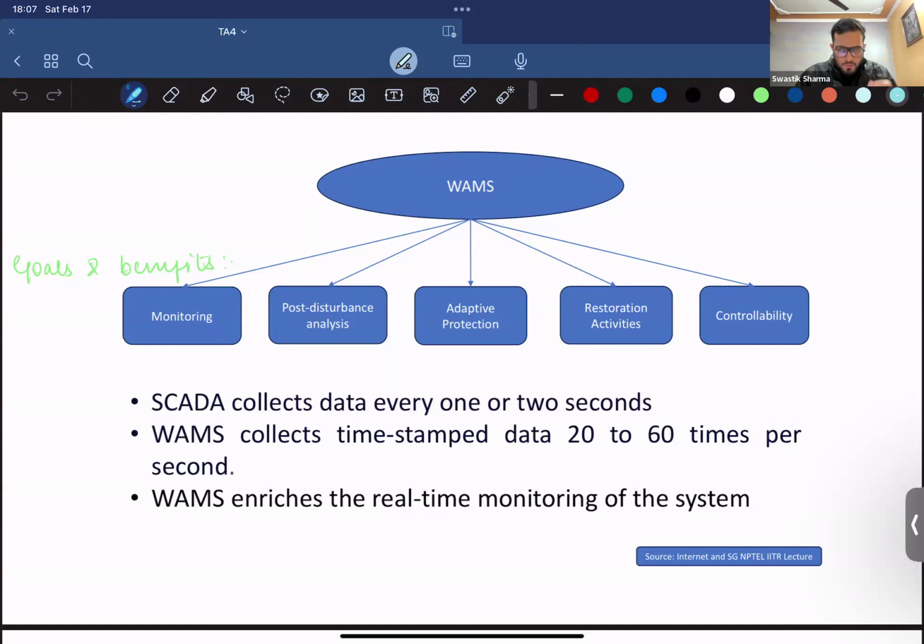So what exactly is it? It's similar to SCADA. SCADA had RTUs, remote terminal units. Here we use PMUs to measure phasors related to voltage and current.